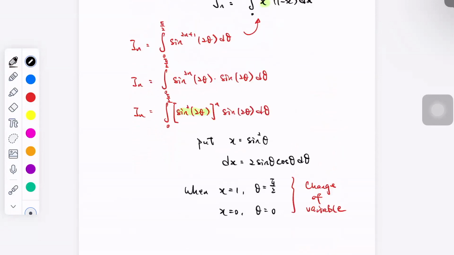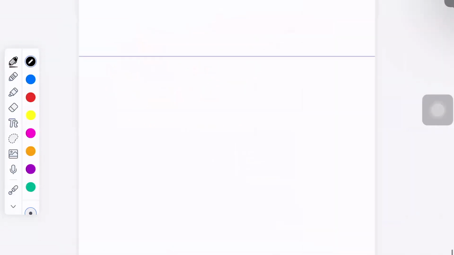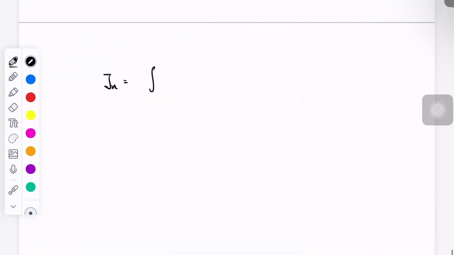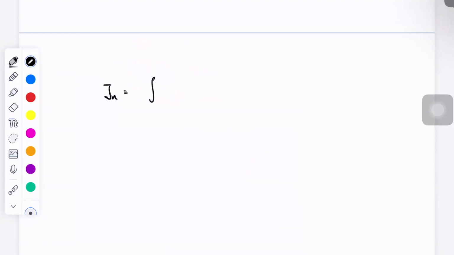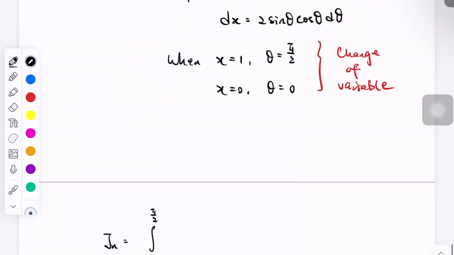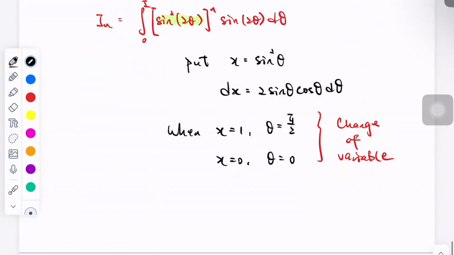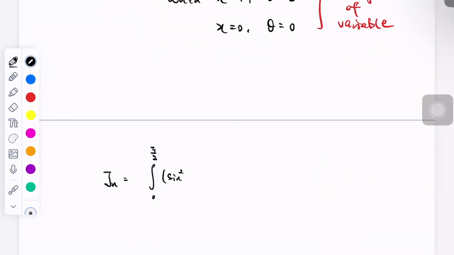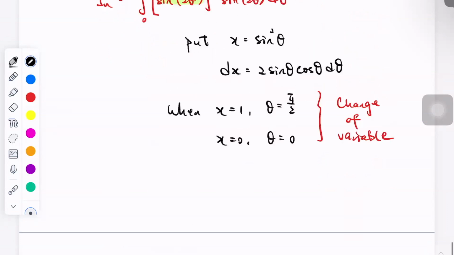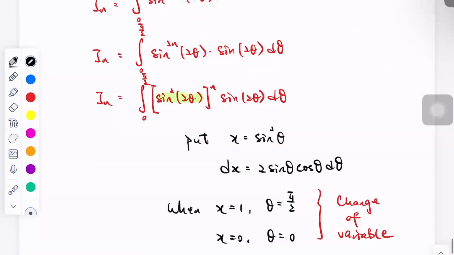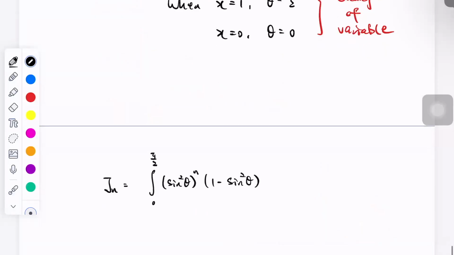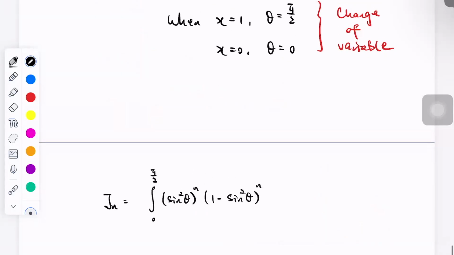The Jn, we can do some adjustment. The Jn originally is the integral from 0 to pi over 2 of sine square theta to the power n, and then 1 minus sine square theta to the power n. dx will be 2 sine theta cosine theta d theta.